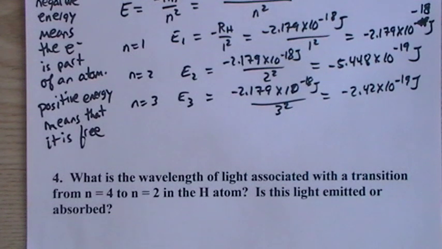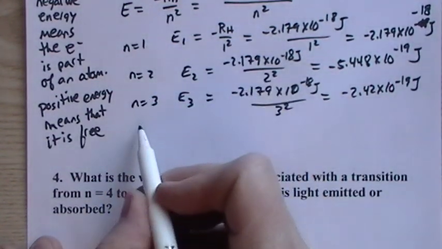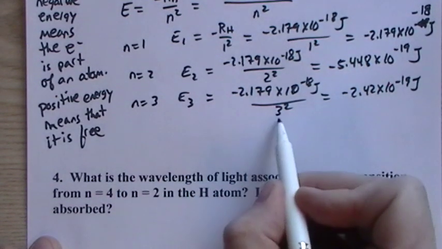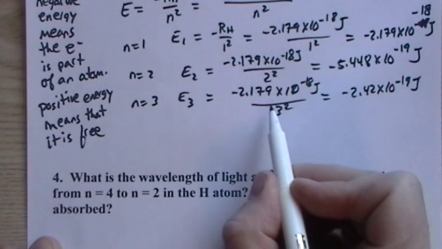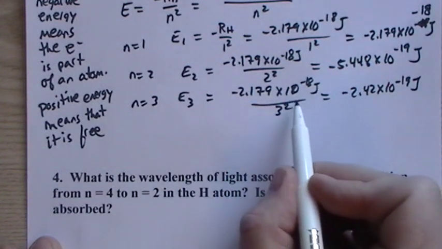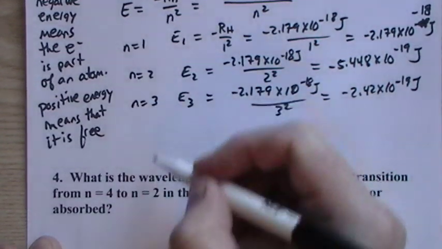So when you have a negative energy, when we're talking about atoms, that means that it's part of the atom. It's trapped inside of the atom. But you can see that n has no upper limit. So if we made n equal to 1,000, then this would be 1,000 squared on the bottom, and we'd end up with this number times 10 to the minus 24. As we add in more, we go to higher and higher n.